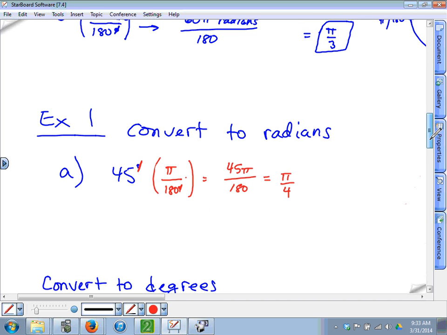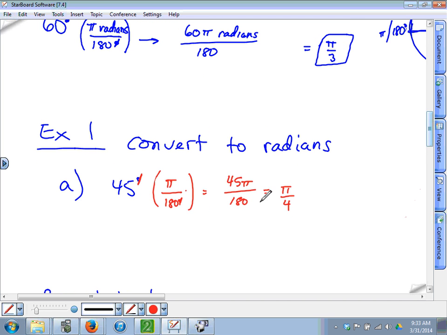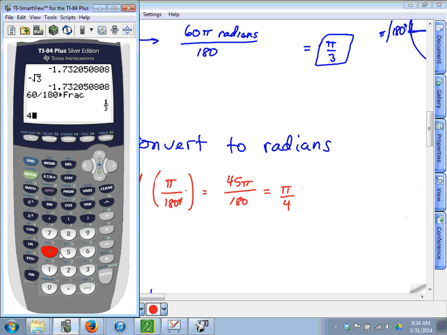How'd you get 45 divided by 180? 45 is a fourth of 180. That's 1/4. Do you have your calculator? Type in 45 divided by 180. And then hit math. Does yours have this little math button? So turn it into a fraction. It's 1/4. So that means it's 1 pi over 4 or pi over 4.